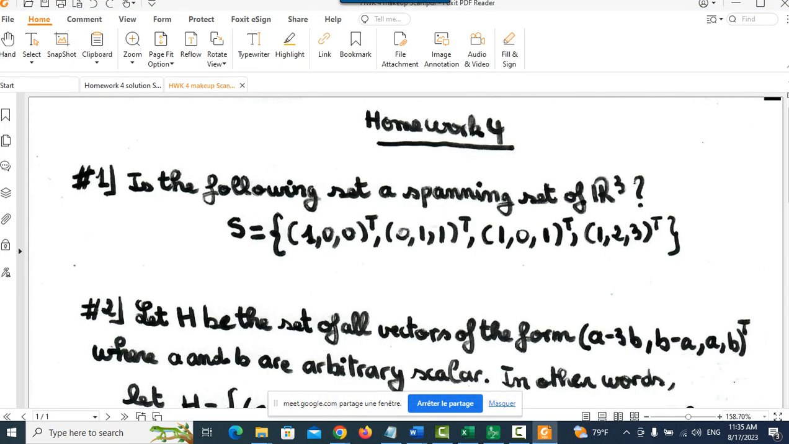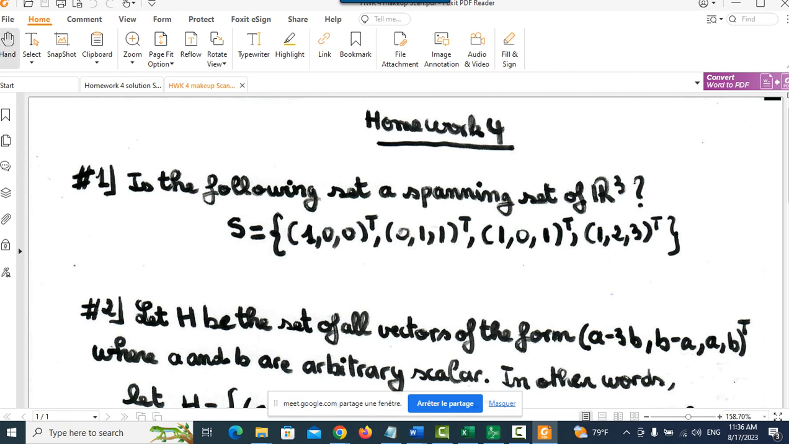Okay, so here is homework number 4. Is the following set a spanning set for R3? So here you have a set with vectors inside of that set. Now the question is whether this set that contains vectors is considered a spanning set. A span is the set of all possible vectors; if we say that these vectors span a subspace, that means that a vector can be written as a linear combination of the vectors inside of that vector space.